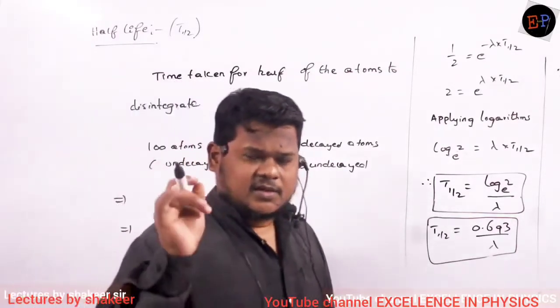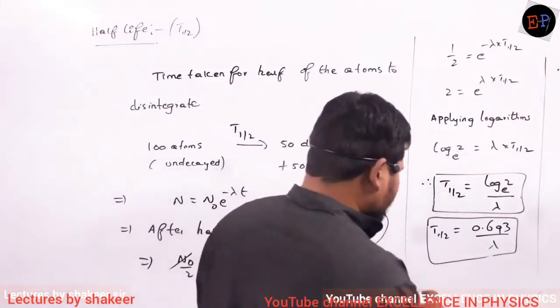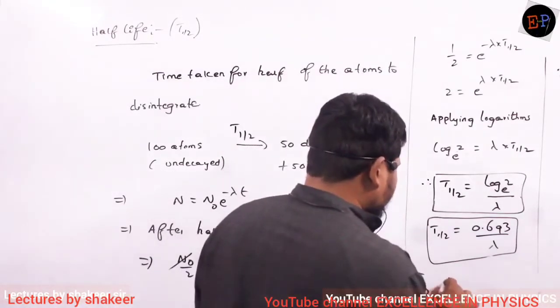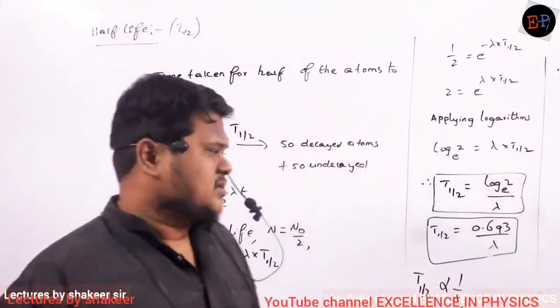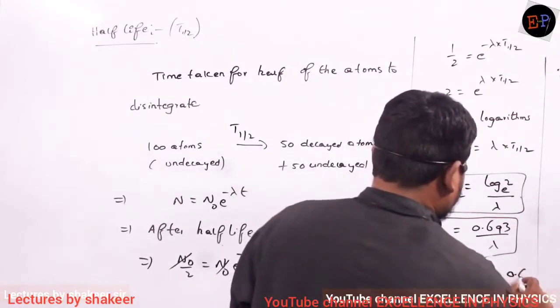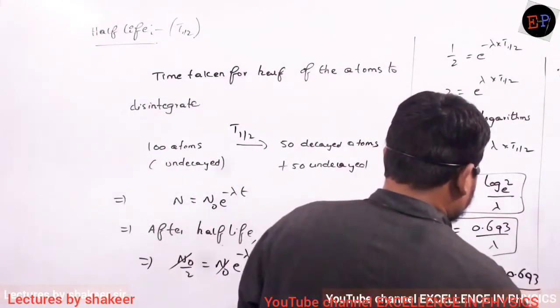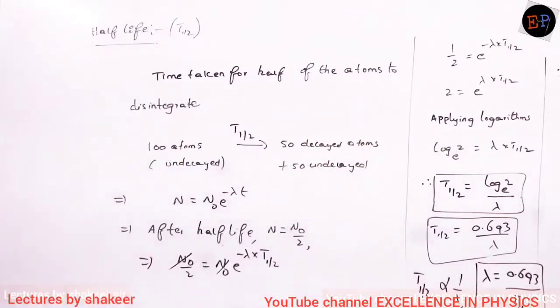Clear, no? All the definitions you should remember very carefully. So therefore I can write half-life is inversely proportional to lambda. That is, if lambda increases, half-life decreases. So this is the equation. And similarly, from the same equation you can write lambda is equal to 0.693 divided by T half. You can write like this also. Understood? Make a note.